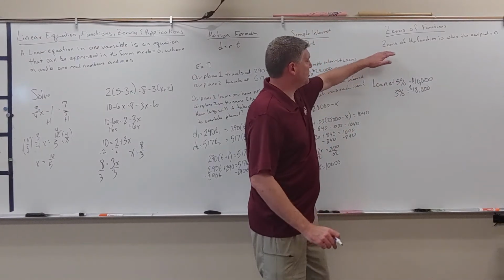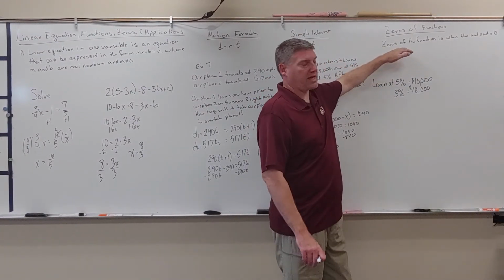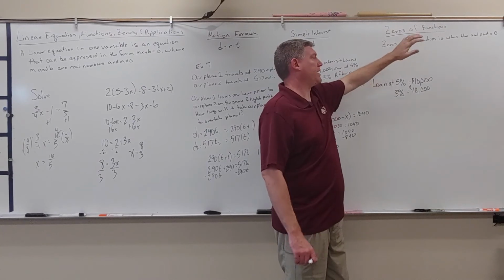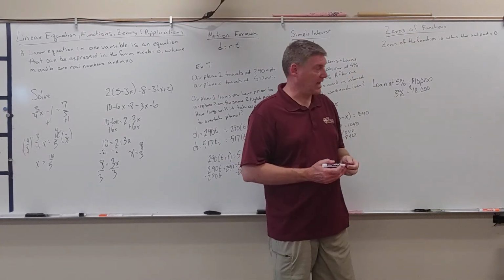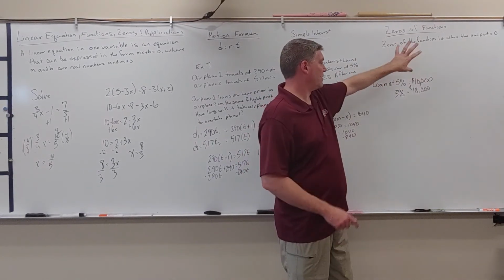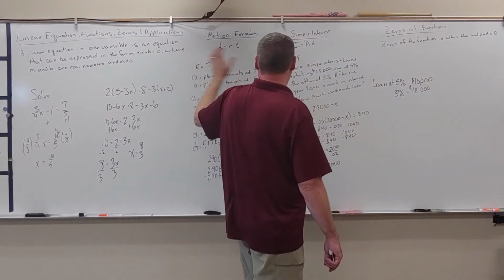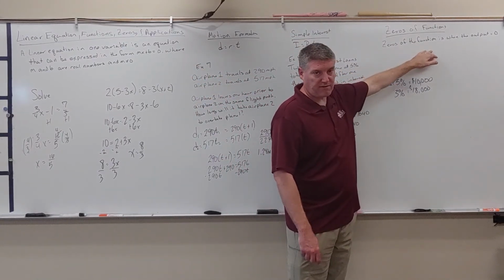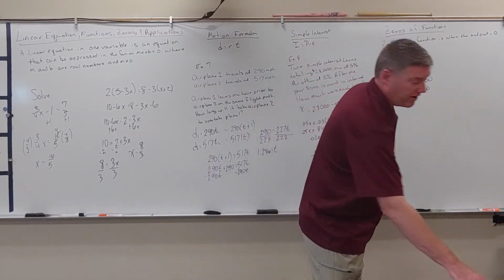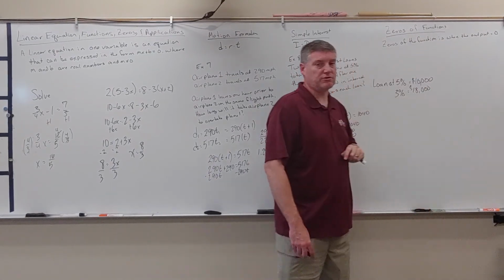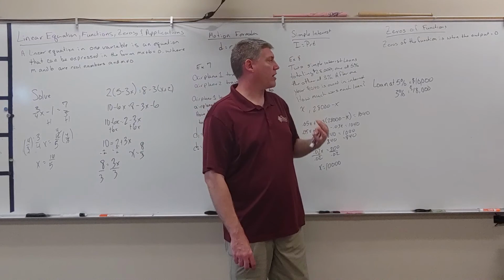So the zeros of the function is when the output equals 0. It's where the graph crosses the x-axis. It's where if I plug in a value, I get 0. Very important to understand that we have zeros of functions and where they're at.